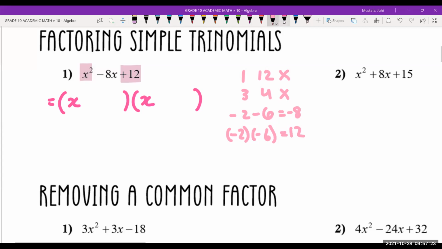Does it matter what order I write them down in? The answer is no. I can write it as -2 and -6, or I could write it as -6 and -2. The order doesn't matter.